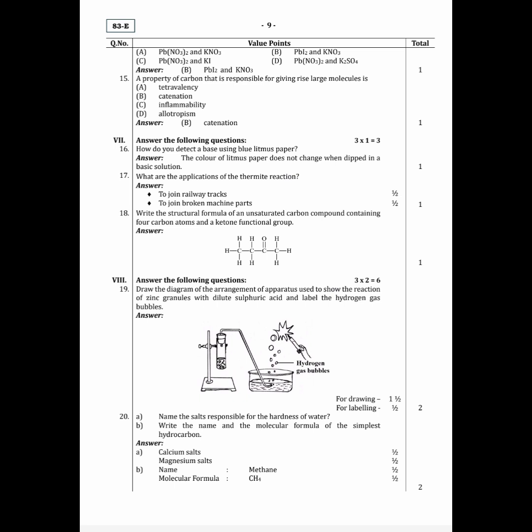20th question. Name the salts responsible for the hardness of water. Subquestion B. Write the name and the molecular formula of the simplest hydrocarbon. Answer for subquestion A: calcium salts, magnesium salts. Answer for subquestion B: name, methane, and the molecular formula is CH4.